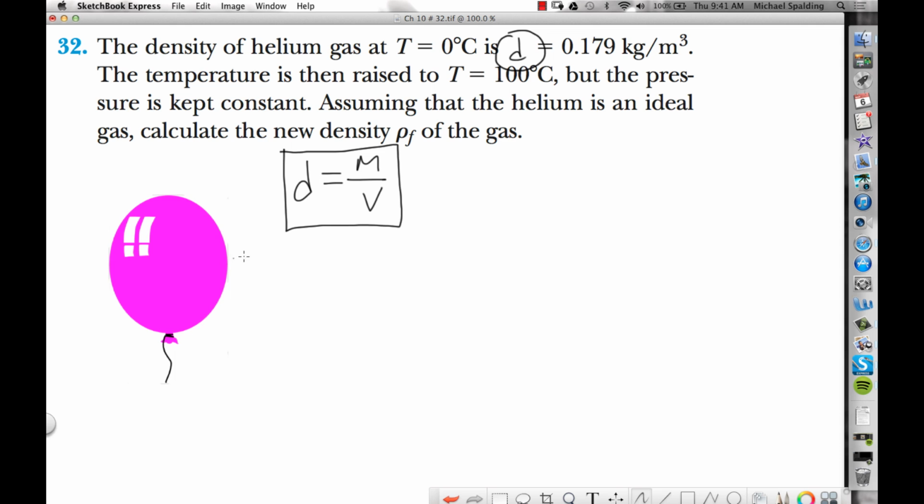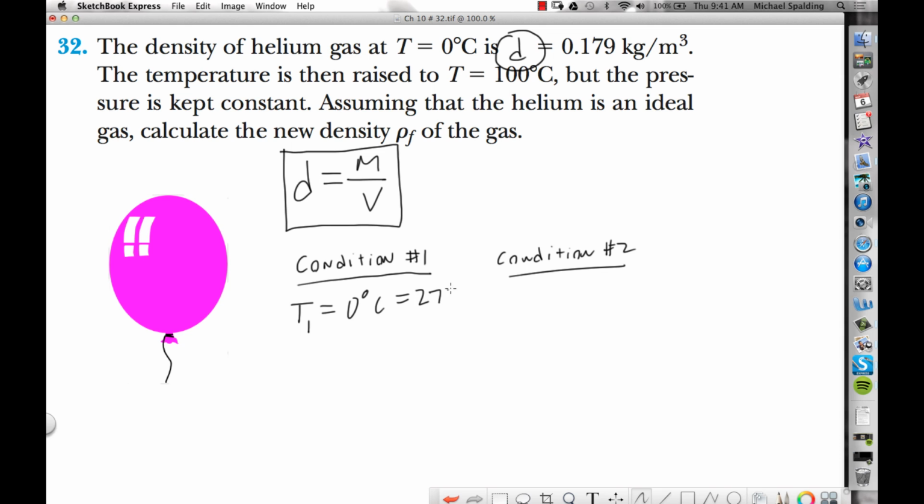So we have two conditions here. Condition number 1, condition number 2. So the first condition, we'll call it T1. The temperature is 0 degrees Celsius, but whenever you're doing gas law problems, that has to be Kelvin. So that's 273 Kelvin. And V1, notice that no volume is given.